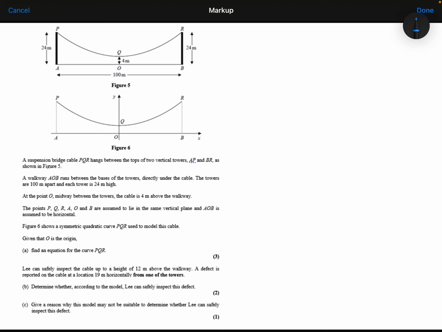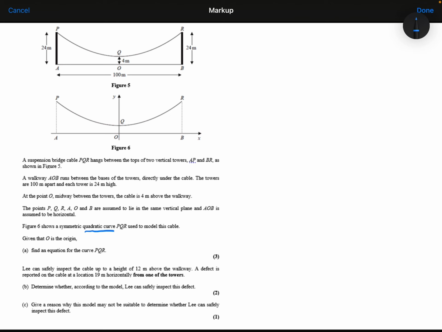The points P, Q, R, A, O and B are assumed to lie in the same vertical plane and AOB is assumed to be horizontal. Figure 6 shows a symmetric quadratic curve PQR used to model this cable. Given that O is at the origin, find an equation for the curve PQR.